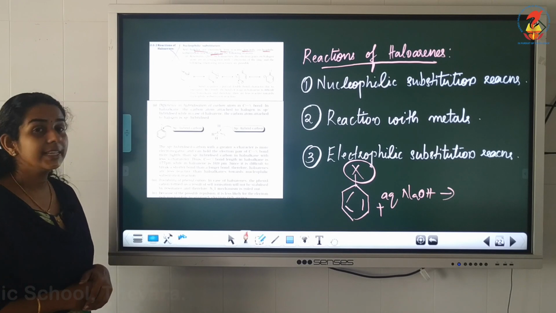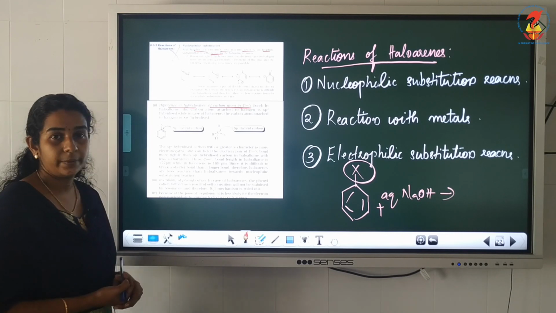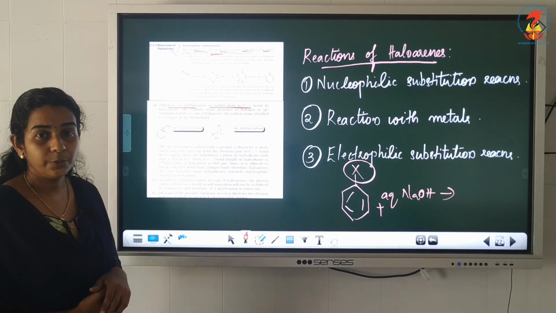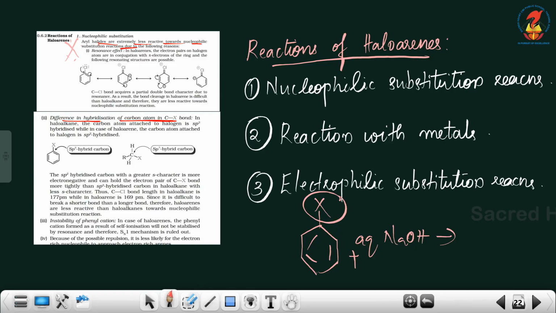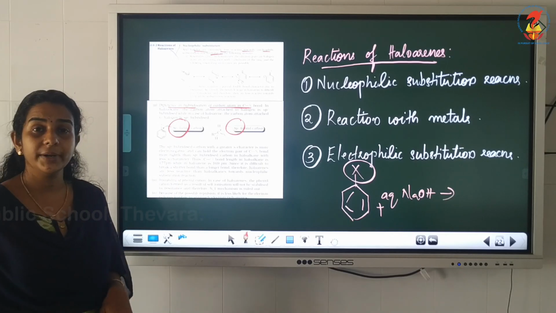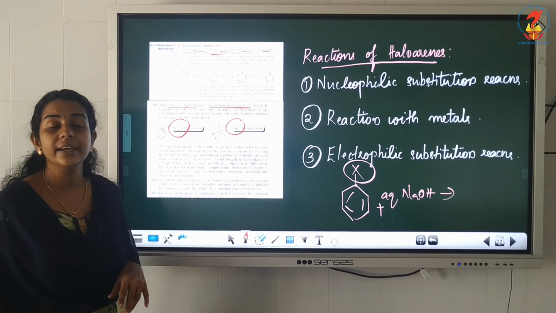Now the second reason is the difference in hybridization of the carbon atom in the C-X bond. If it is an alkyl halide, X will be attached to an alkyl group, that is, to an sp3 hybridized carbon. But in aryl halides, X will be directly attached to the benzene ring, and what is the hybridization of that carbon? sp2. So in aryl halides, X is attached to an sp2 hybridized carbon, while in alkyl halides, X is attached to an sp3 hybridized carbon.